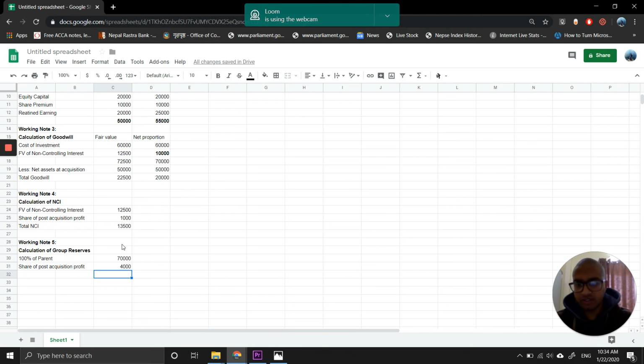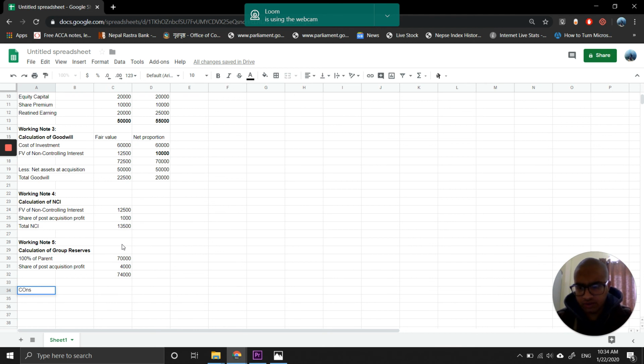Your reserves are already there since we don't have any impairments, PURP or anything else. We will definitely look at that as well. This is just a simple question for the beginners. After this, we will look at that too, and then it'll be easier for you. This is our group reserves. So let's make our consolidated statement of financial position.